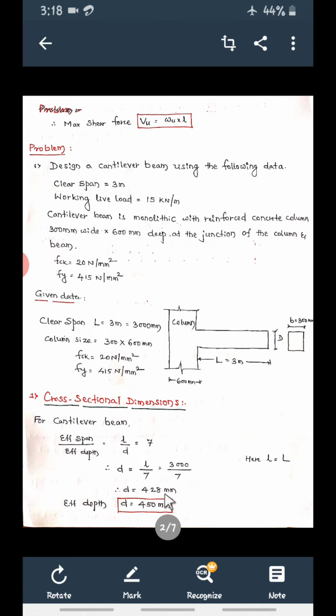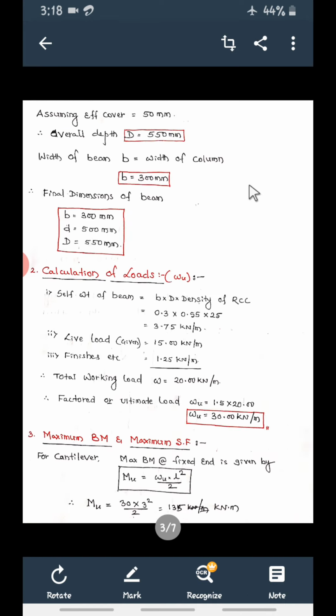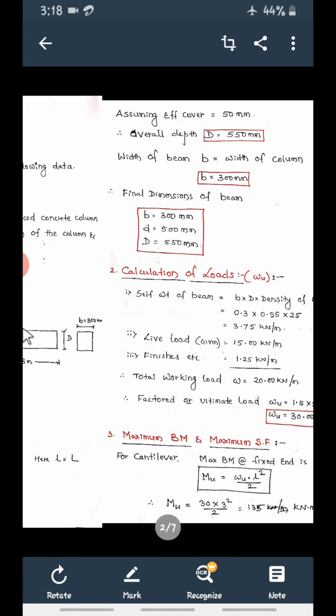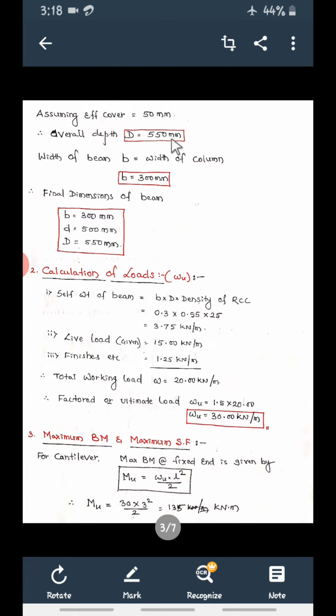I can take 450 mm as the effective depth. Now, how will we calculate the overall depth, capital D? For this we add a roughly effective cover, that is, you can add 50 mm to this, and we will get capital D. So, assuming 50 mm effective cover, overall depth is equal to 450 plus 50 mm, that is 500. Capital D is 500 or 550 mm, whatever, you can take note.